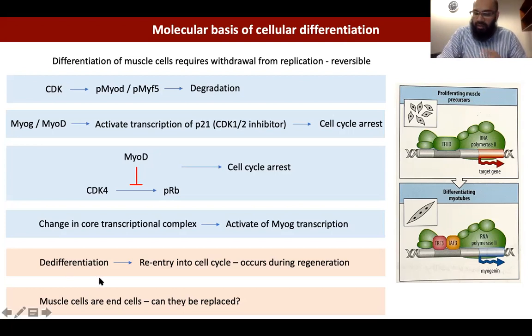But what happens during dedifferentiation is that the cells need to re-enter the cell cycle. So they need to start activating these cyclin-dependent kinases and the cyclins in order to re-enter the cell cycle. And this occurs during regeneration. Some human tissues have a limited ability for regeneration, but generally it happens in lower vertebrates.